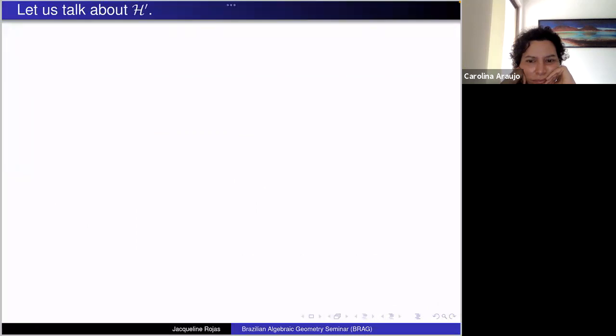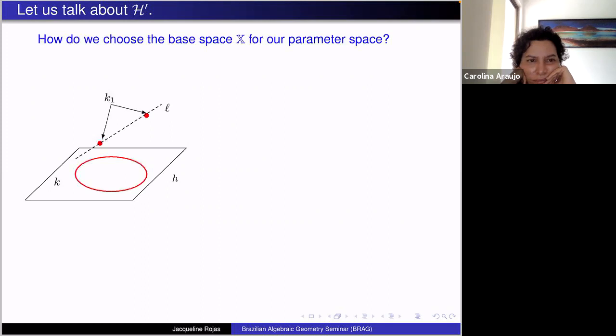Okay, and we are talking now about the first component, H prime. Then the first task is to know how to choose a parameter space for this component. This component parameterizes a conic schematic union of a conic and two points. Why are we going to do that?